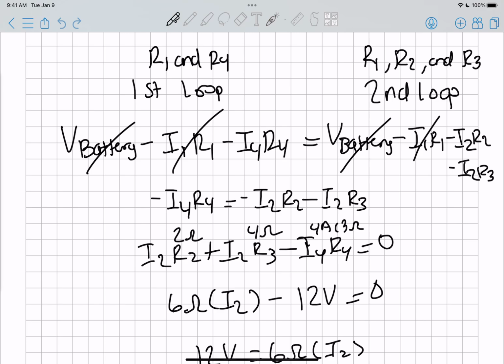Because it's the same current going through them, right? So we define the current based on the resistor that's going through it. Current going through resistor 1 would be called I1. Current going through resistor 2 would be called I2. Current going through resistor 4 is called I4. The reason why I2 is kept the same between R2 and R3 is because they're along that same branch and they're in series with one another.